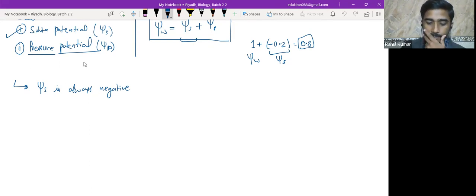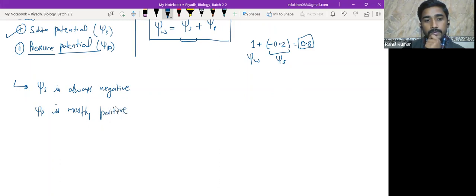Now about pressure potential, most of the times the pressure potential is positive. Why I'm saying most of the times, because we are going to study plant systems. It will be interesting for you to know that plants can actually create a negative pressure in their vascular system, like in the xylem and the phloem. So most of the time the pressure potential is mostly positive.